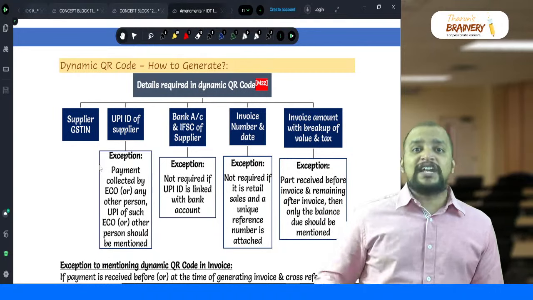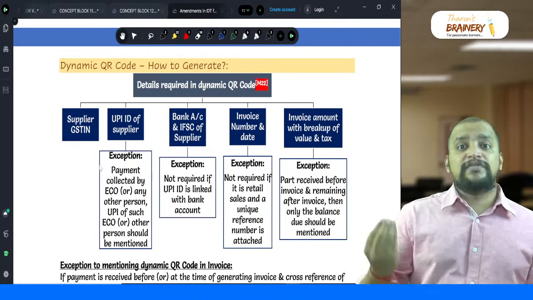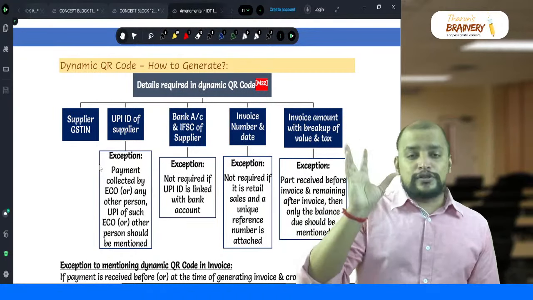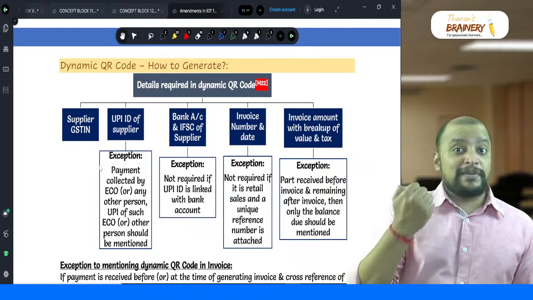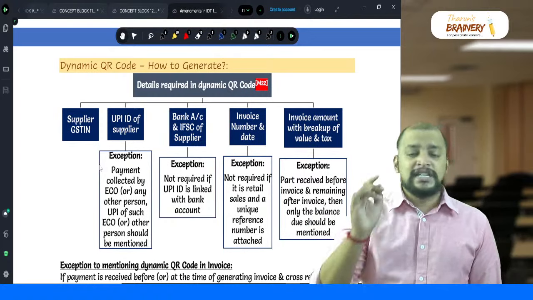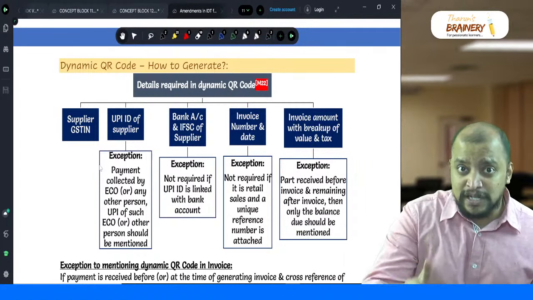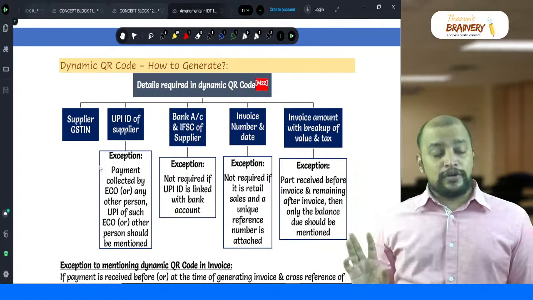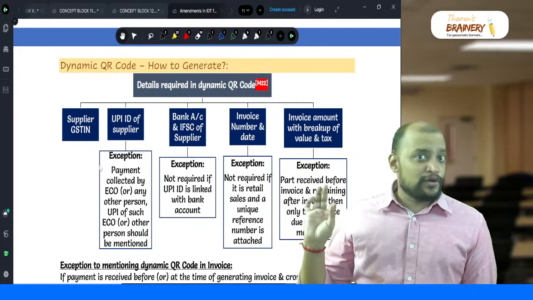Suppose you are receiving it by cash, then the date on which the cash is received should also be entered, when the payment is received before the date of invoice. If the payment is received after the date of invoice, they are telling that the payment should be received only by scanning the QR code. Only by scanning a dynamic QR code, nothing else.